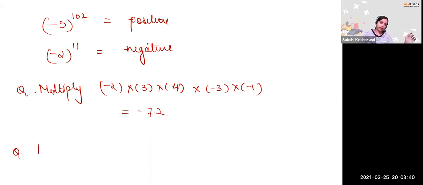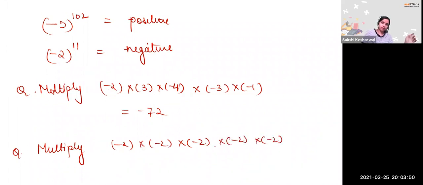If I give you to multiply, now count the number of negatives. 1, 2, 3, 4, 5, 6. 6 negatives are there. It will be positive, so there is no need to write the positive sign. Now how many 2s? 2 into 2 is 4, 4 into 2 is 8, 8 into 2 is 16, 16 into 2 is 32, 32 into 2 is 64. That's your answer. Or you can write this as negative 2 to the power 6. Whatever you feel like.